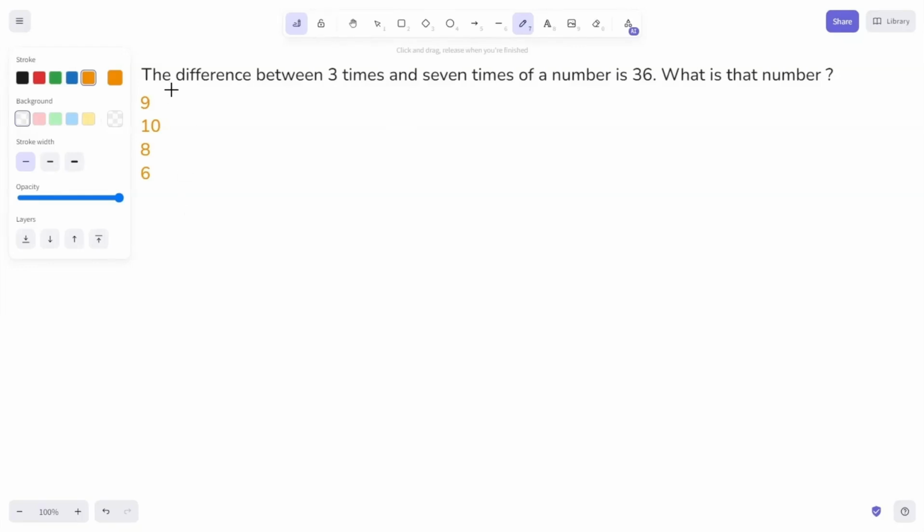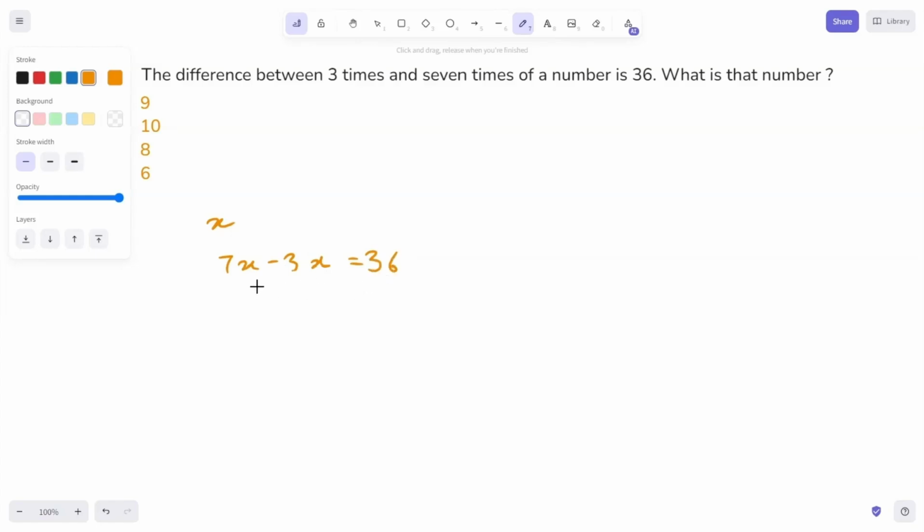So as you can see, this is our question. The difference between 3 times and 7 times of a number is 36. What is that number? Okay, let's call the number x. According to the given information, the difference between 3 times the number and 7 times the number is 36. So mathematically we can represent this as 7x minus 3x is equal to 36.